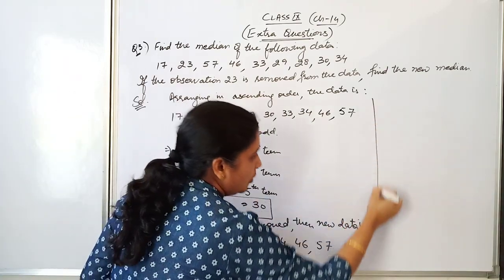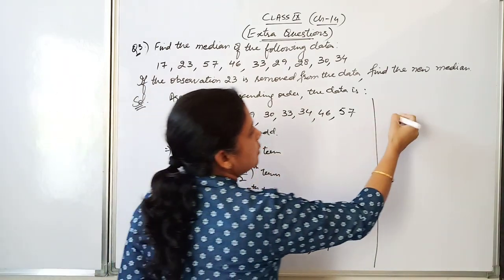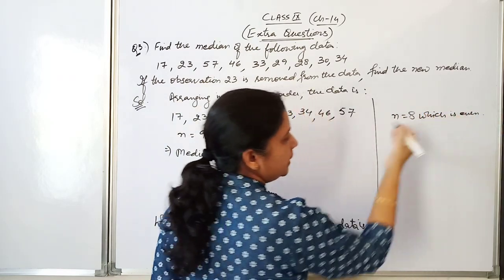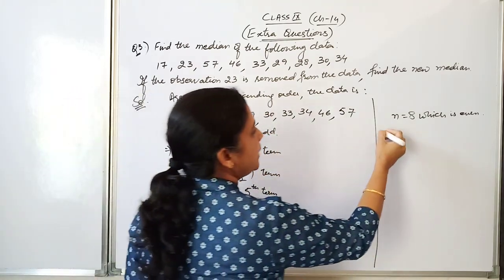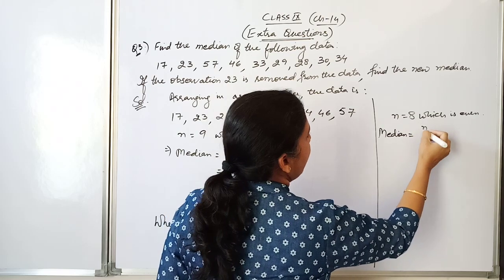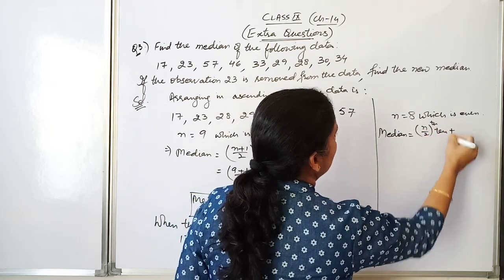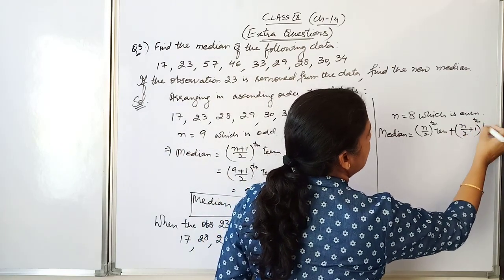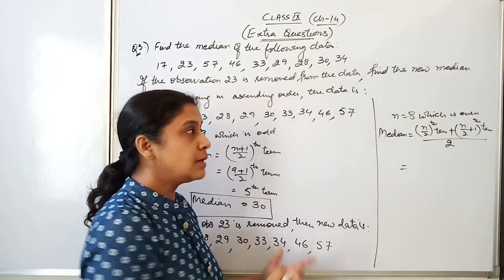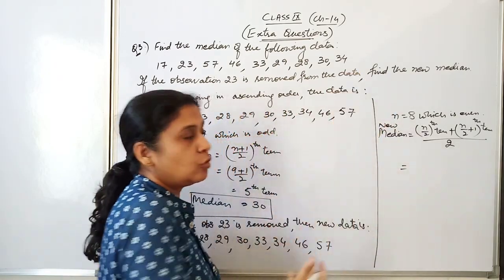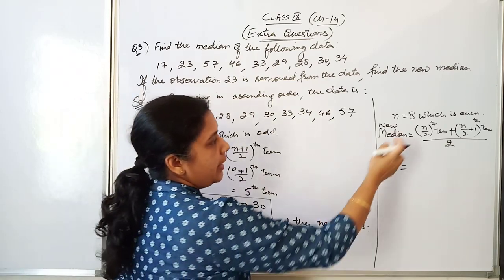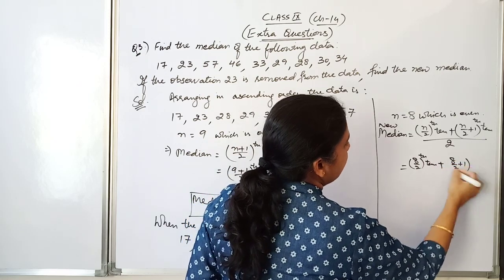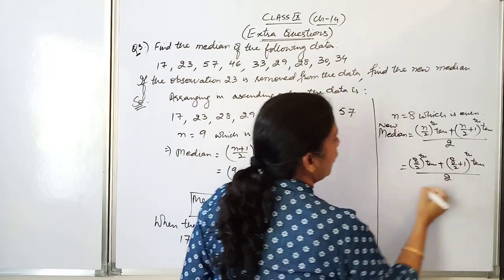So now n is equal to 8, which is even. Whenever your n is even, the number of observations is even, then median is equal to n by 2th term plus its consecutive term, that is n by 2 plus 1th term whole divided by 2. This will be the new median. So I am going to refer to it as new median because the data is new now. N by 2, 8 by 2th term plus 8 by 2 plus 1th term whole divided by 2.